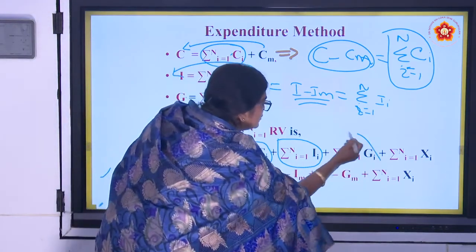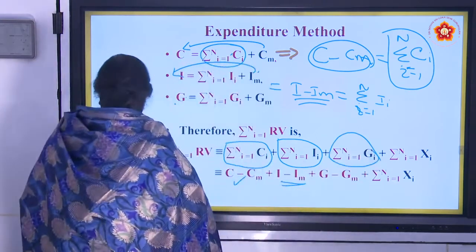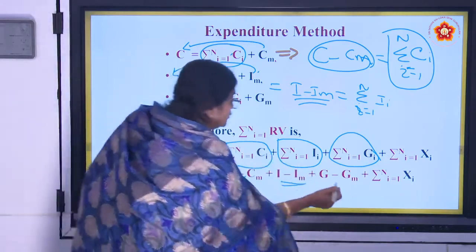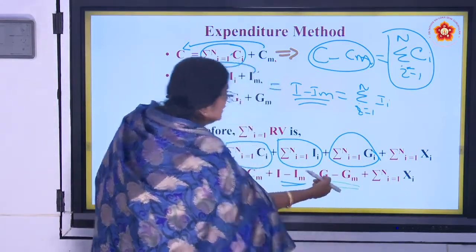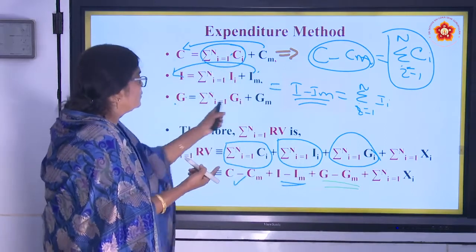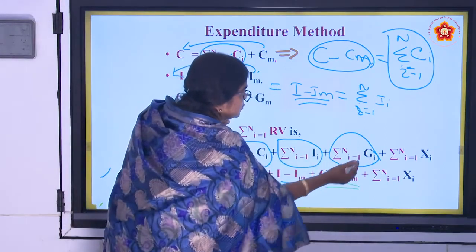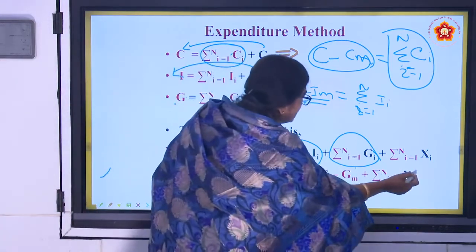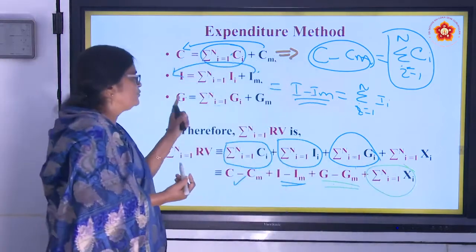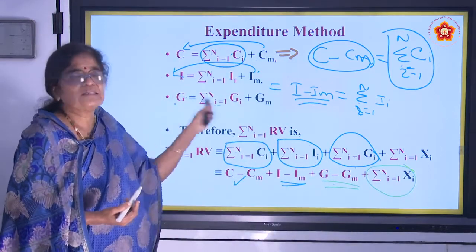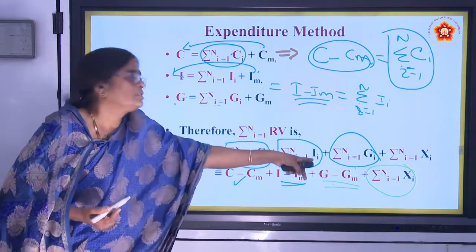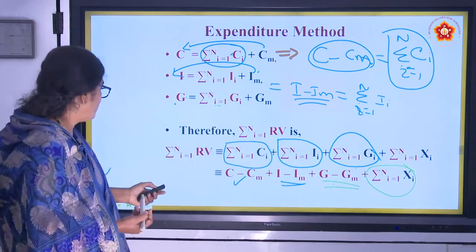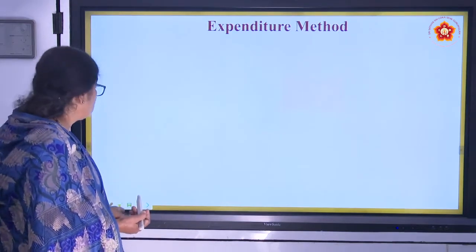Therefore, for that summation of I equal to 1 to N, you will write G minus GM instead, because this will come this side and this will remain. In that place, you can replace this one by G minus GM. And the XI, just like that only, you write like that, because for that we don't have any form of equation like that. It is the expenditure of the foreigners, XI, on all the firms, therefore I equal to 1 to N. I hope you understood everything.